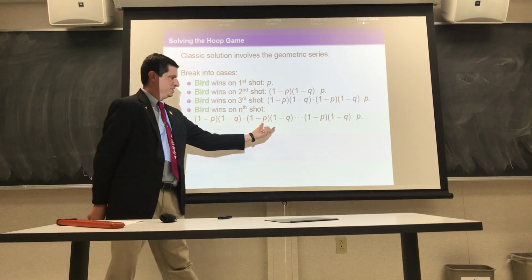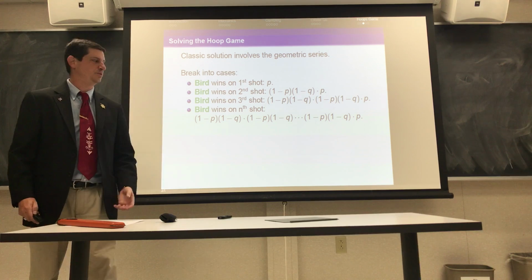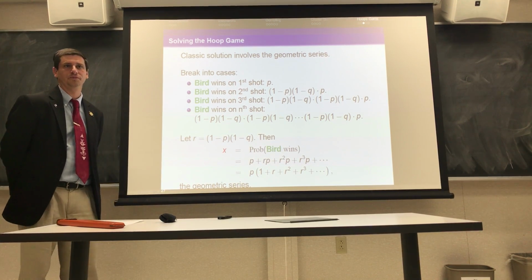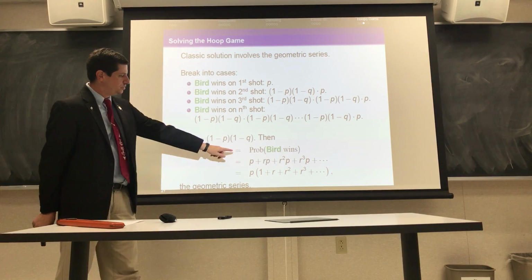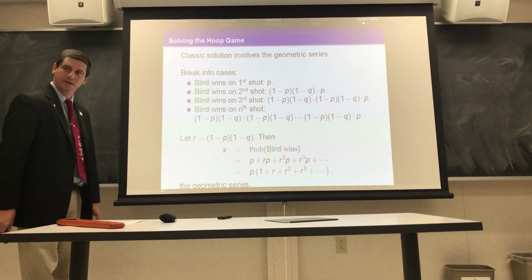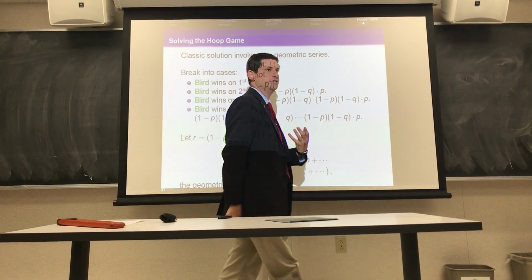Whenever you see an expression that is repeated multiple times, this is a strong indication that you might want to introduce a symbol for that. So let's let R be 1 minus P times 1 minus Q. It's the probability that they both miss. And then X, the probability that Bird wins, is just P plus RP plus R squared P plus R cubed P, and so on. So this is the geometric series.